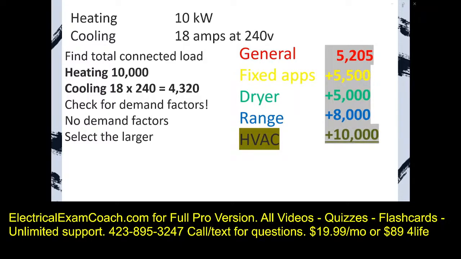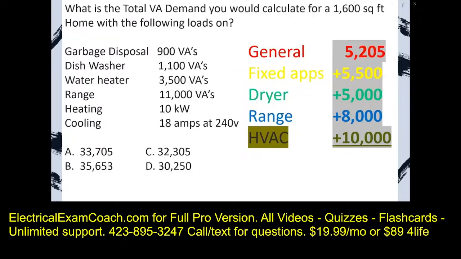Now all we have to do is total all of our loads. Make sure that you push the equals button in between each addition. The reason is sometimes when you add a bunch of numbers without clearing it out, it will mess up inside the calculator. So I'm going to do mine like this: 5205 plus 5500, and then I'll hit the equals button. And then I'll do plus 5,000, plus 8,000, plus 10,000, pushing the equals button in between each time just to make sure I end up with the right answer.